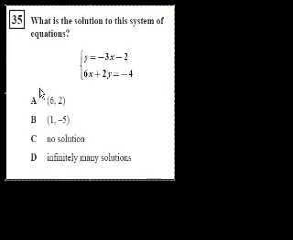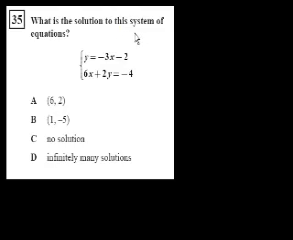Okay, let's see. I'll copy and paste this one because I think the choices are interesting. What is the solution to this system of equations? All right, so let's see if we can get it in a form that makes it easy to look at. Let's take that first equation and add 3x to both sides. If you add 3x to both sides, that first equation becomes positive 3x plus y is equal to minus 2, right?